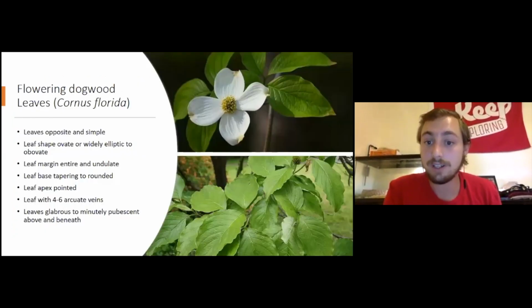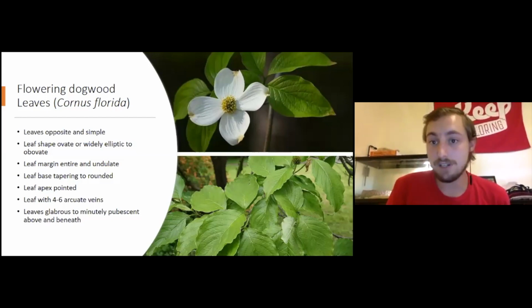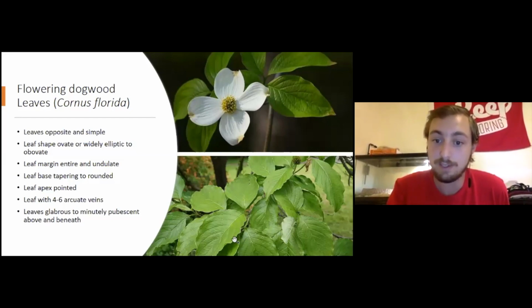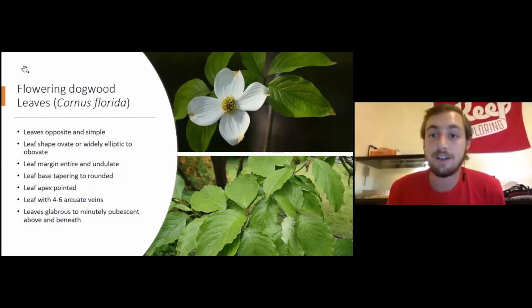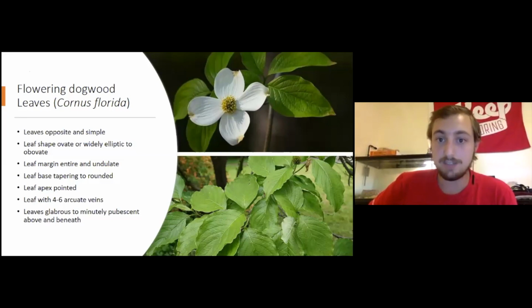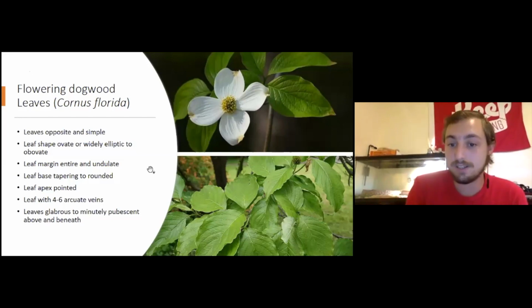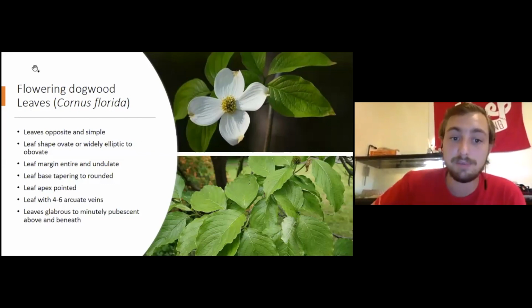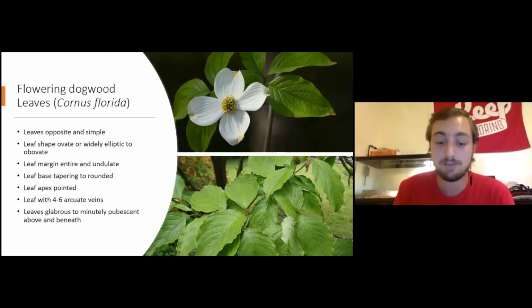For a flowering dogwood, our leaves are opposite and simple. The leaf shape is ovate, so egg-shaped, or widely elliptic, so being very wide in the middle, and can sometimes also be obovate, opposite of egg-shaped. The margin is entire, so very smooth, no serrations or lobing, but they are very undulate. So you get this very wavy margin, creating this really distinctive and interesting 3D shape to our leaves. The leaf base is tapering or cuneate to rounded with a pointed apex, and these 4 to 6 arcuate veins. We can see them arc up towards the tip. So 4 to 6 on each side, so 4 to 6 pairs. And the leaves are very smooth and can be somewhat pubescent above and beneath, but generally very smooth.